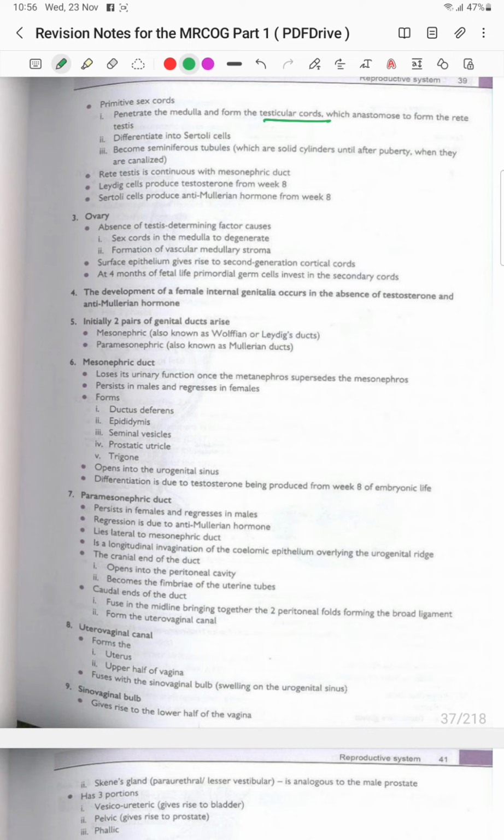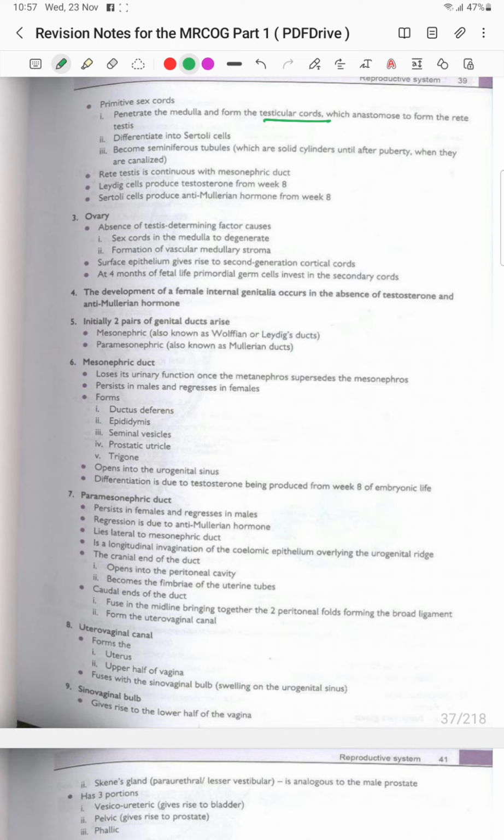Ovary: the absence of the testis determining factor causes the sex cords in the medulla to degenerate, and the formation of the vascular medullary stroma and surface epithelium gives rise to the second generation cortical cords. At 4 months of fetal life, primordial germ cells invest the secondary cords. The development of the female internal genitalia occurs in the absence of testosterone and anti-Mullerian hormone.